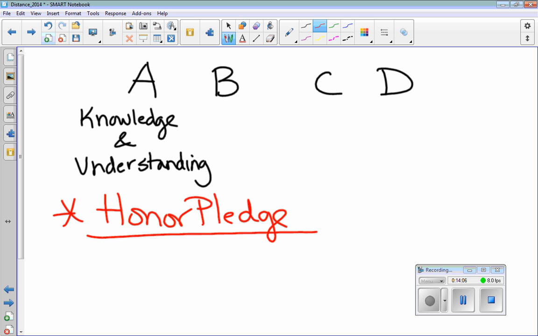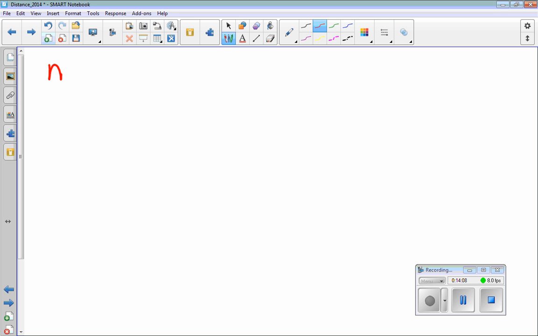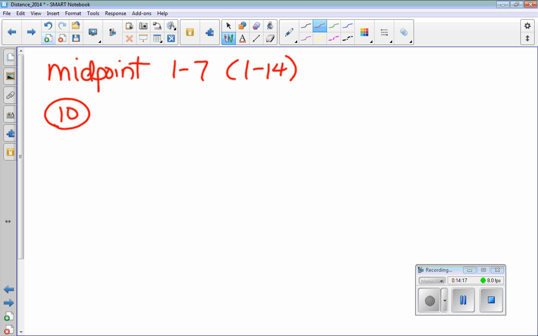And I want to talk about midpoint homework. So if you would please go ahead and look at your 1-7. I believe it was 1 through 14 that you had to do. I graded number 10. The answer to number 10 was 12, negative 28. And I think only a handful of us got that. So I definitely want to go over that question.